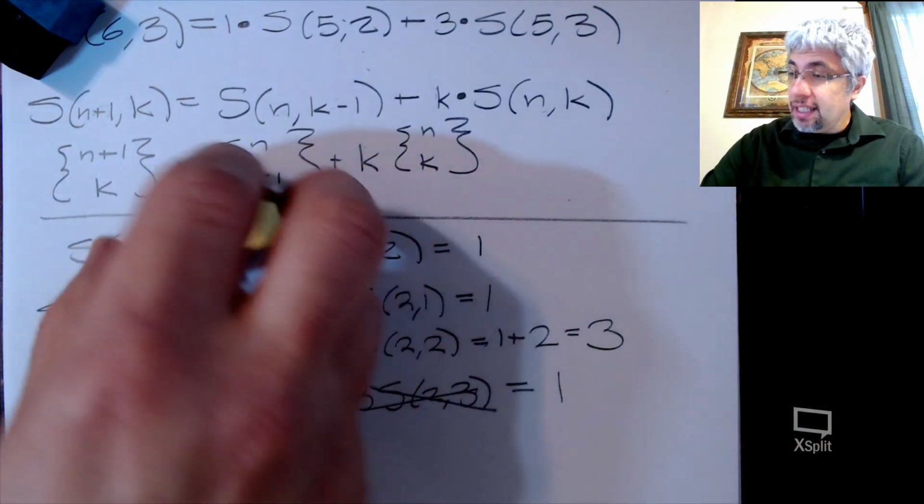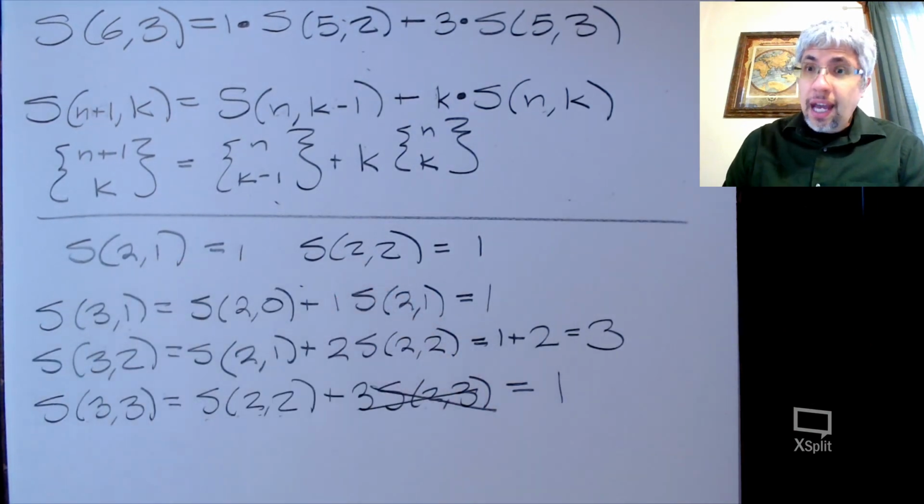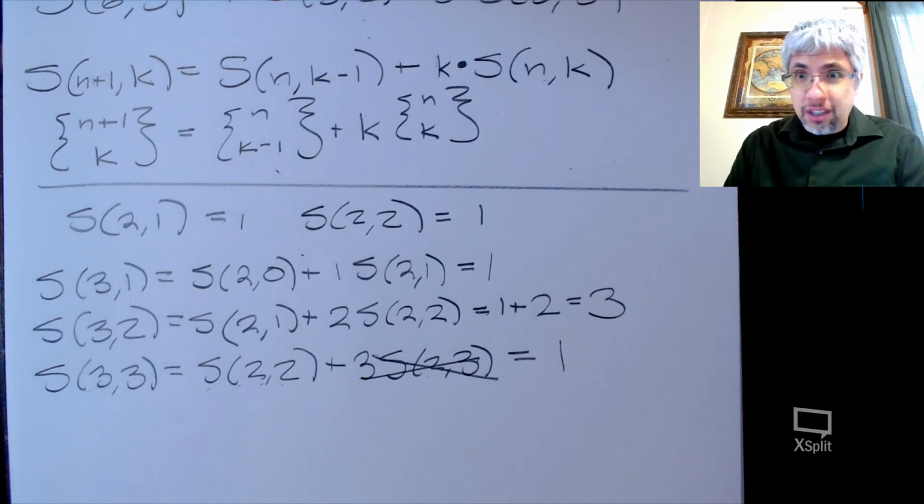So as you can see, we can compute existing numbers from previous Stirling numbers, and we could find any Stirling number that we need in this fashion. By the way, everything we're talking about is for Stirling numbers of the second kind, which is the only kind that we've introduced, which is why I'm just using the word Stirling number for everything.